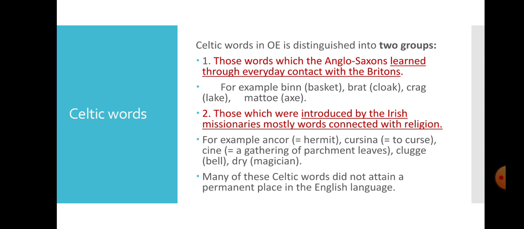Some of those words died out soon, and others occurred only as local currency. Hence, in short, to conclude, the Celtic influence remains the least of the early influences which affected the English language. There were, as I have already told you, Celtic influence, then Latin influence, Scandinavian influence, etc.